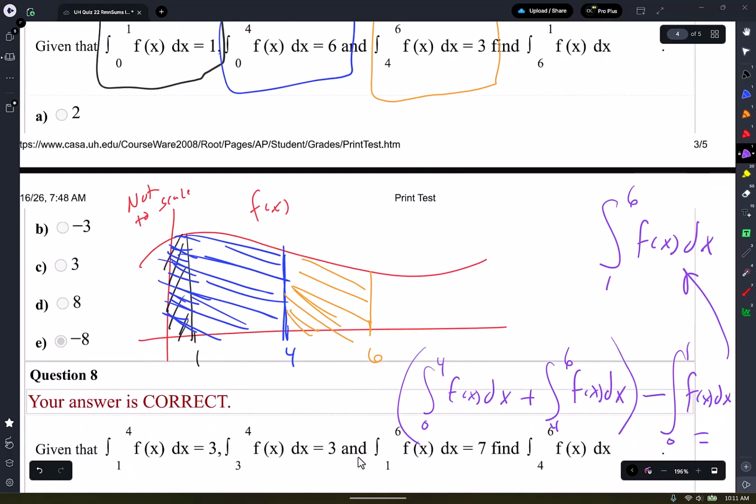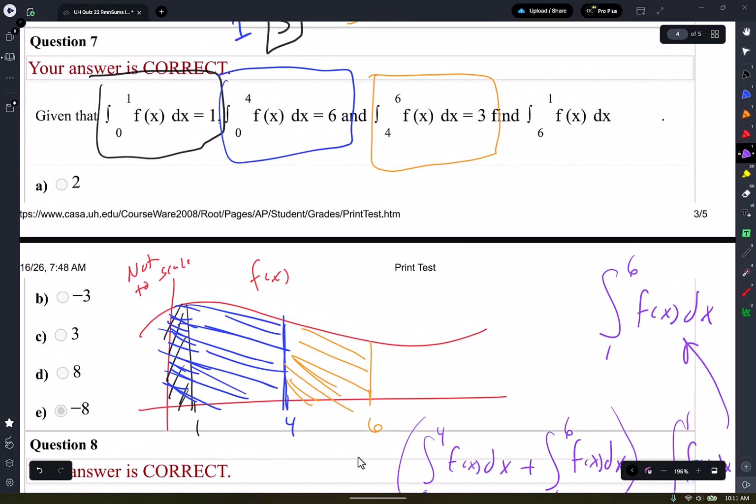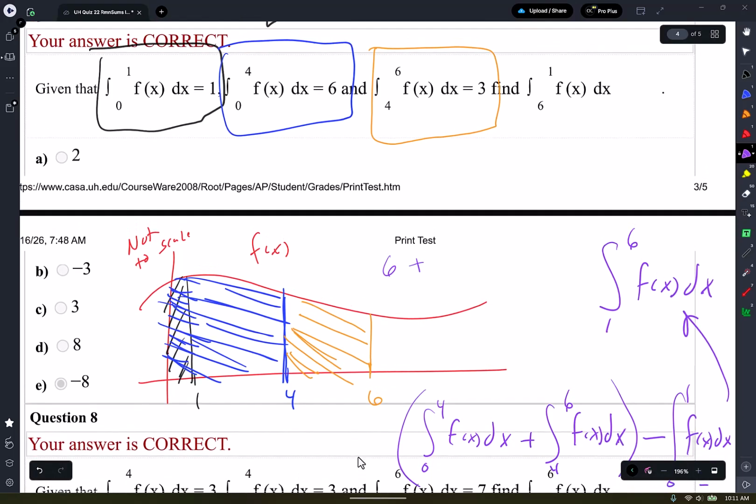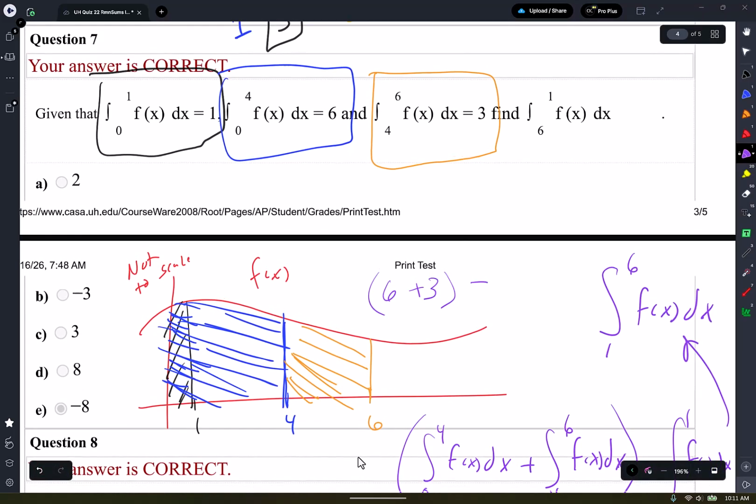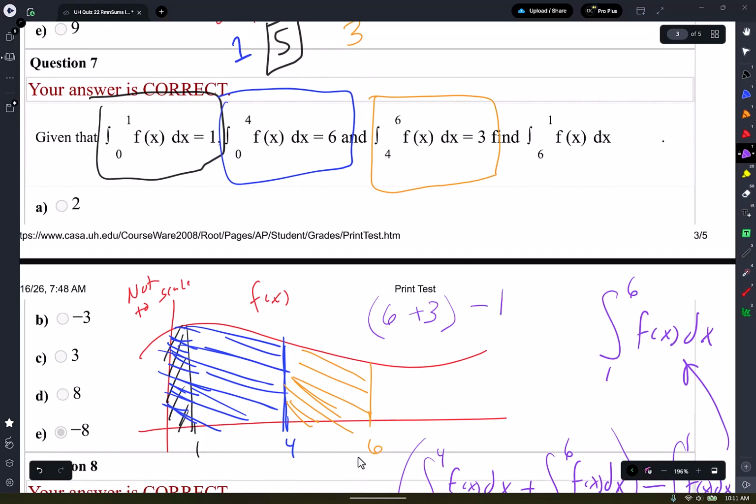You'll see. So the area from 0 to 4 of f of x is 6, plus the area from 4 to 6 of f of x dx is 3. And there it is. And I'm going to subtract the area from 0 to 1, which is 1. So 6 plus 3 is 9. 9 minus 1 is 8. So I'm going to write integral from 1 to 6 of it. Then I do the properties, yes. So there it is. That's the area from 1 to 6 of f of x dx, which is 8.